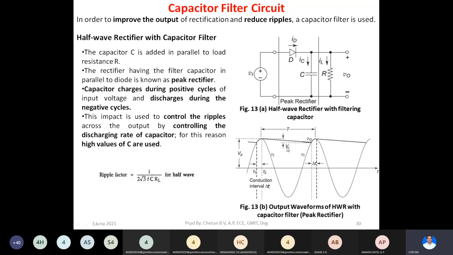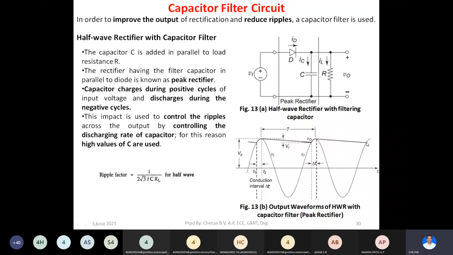If you compare this waveform with the actual full wave rectifier or half wave rectifier waveform, the amount of ripple, that is VR, is very much less. So the AC content in the output voltage is reduced to a maximum extent. The same process happens during the second positive cycle. The capacitor will charge only during this small duration, and after this the capacitor would start discharging.